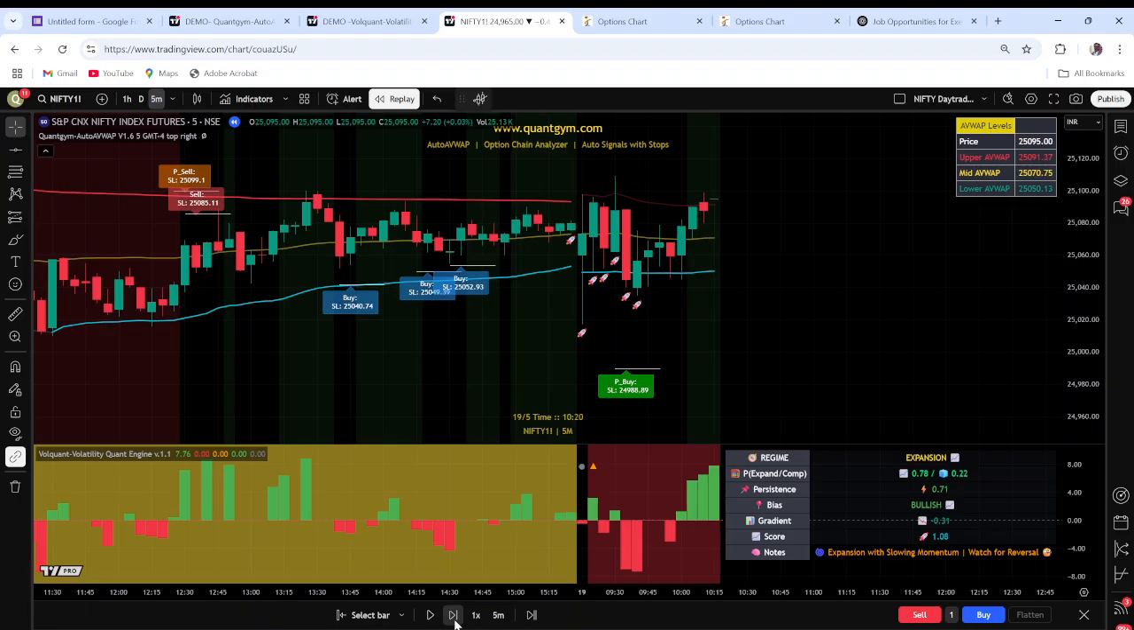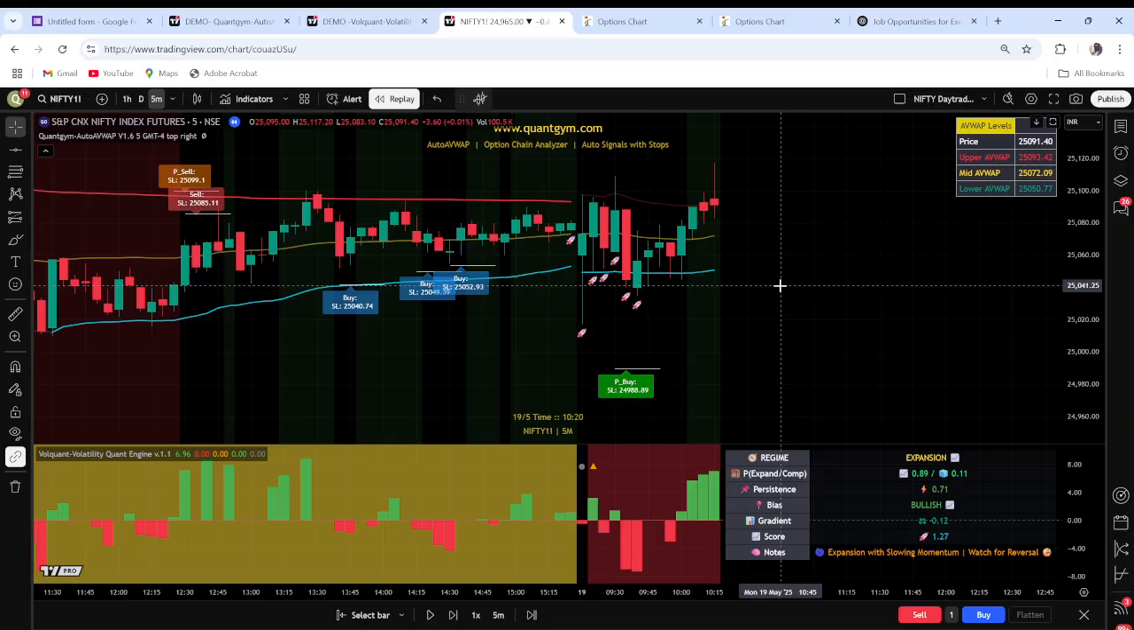We are here. Bam, 25,117. So I entered somewhere around here, I guess, 25,077 to 25,117. This is like 40 points. So if you are day trading, 40 points in Nifty is sufficient enough, I guess.